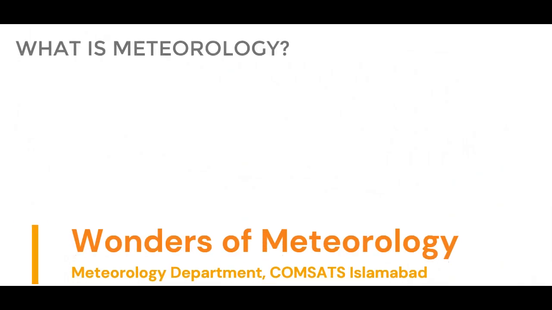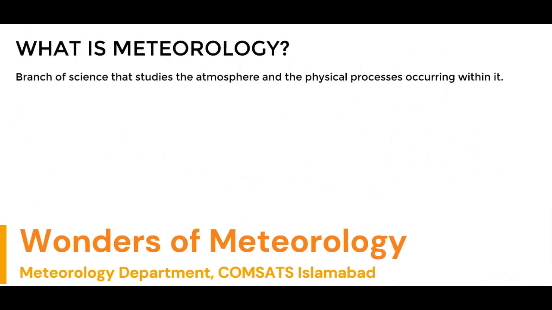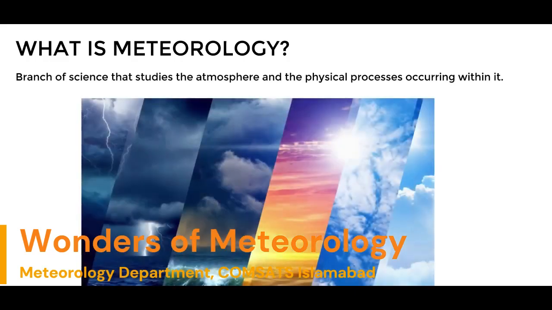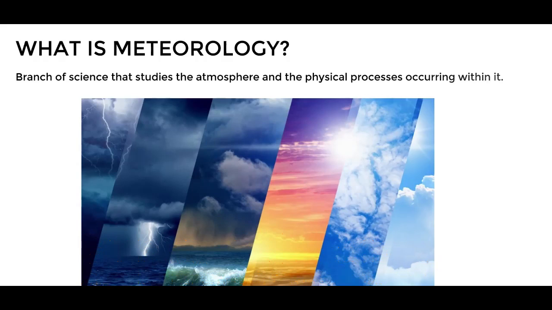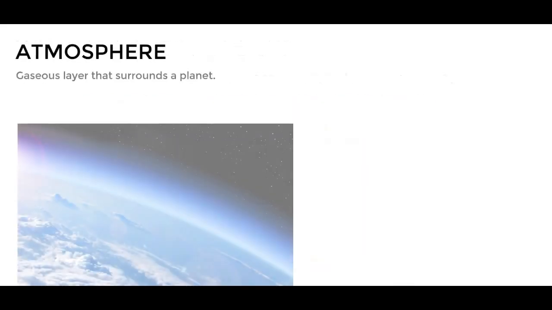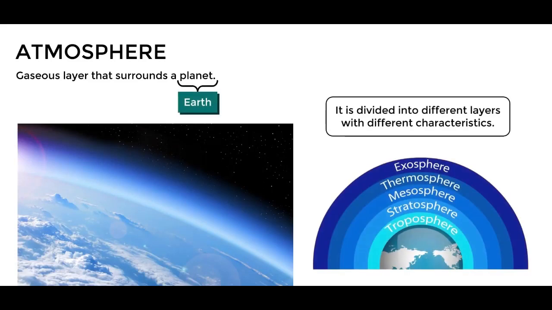First of all, let's define what is meteorology. Meteorology is the branch of science that studies the atmosphere and all the physical processes occurring within it. Now, the term atmosphere refers to a gaseous layer that surrounds a planet, in this particular case, the Earth. The Earth's atmosphere is divided into different layers, each one of them with different pressure, humidity, density, and temperature characteristics. But we will look at these layers in more detail in a future video.